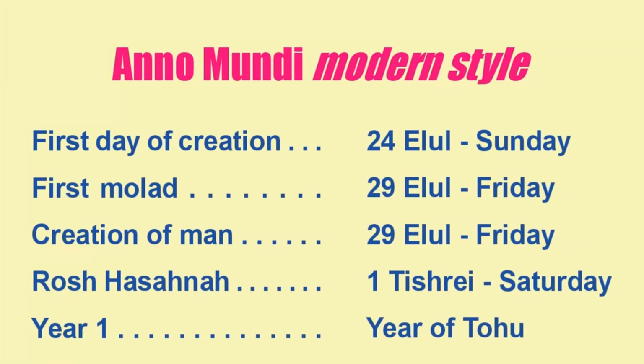As we will see later, the so-called molad of Adam, or molad of Wead, or the first molad after creation, was Friday. This means that the next day, according to the current calendar, was Rosh Hashanah, which was Saturday. So the molad of Adam was Friday, the 29th of Elul, and the beginning of creation was 6 days earlier, that is, Sunday, the 24th of Elul of the year of Tohu.